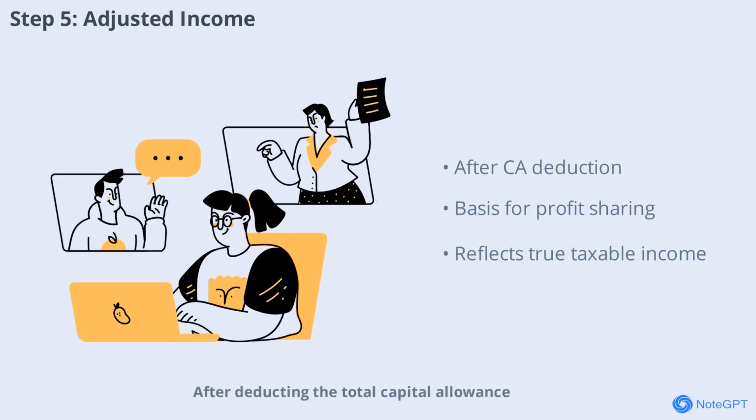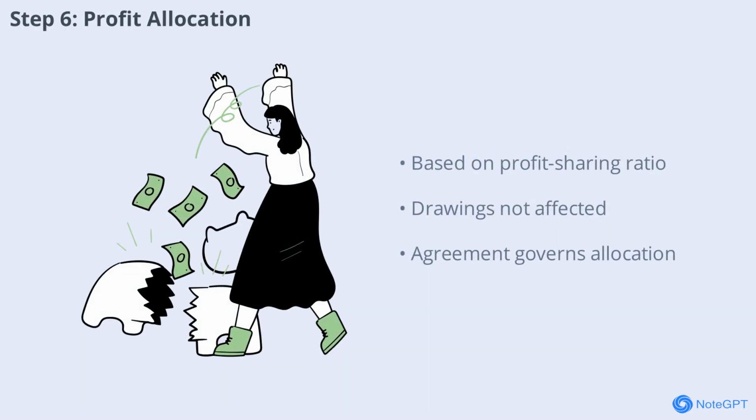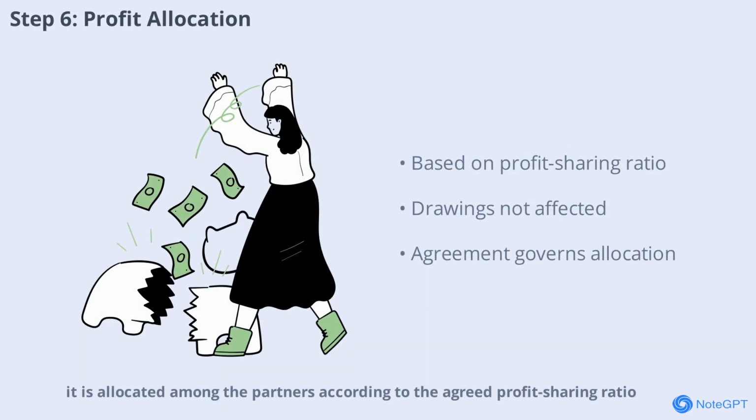After deducting the total capital allowance, you arrive at the partnership's adjusted income. This figure is critical because it forms the basis for dividing profits among partners. The adjusted income reflects the true taxable income after accounting for the cost of long-term assets, ensuring a fair and accurate profit allocation. Once the adjusted income is determined, it is allocated among the partners according to the agreed profit-sharing ratio.